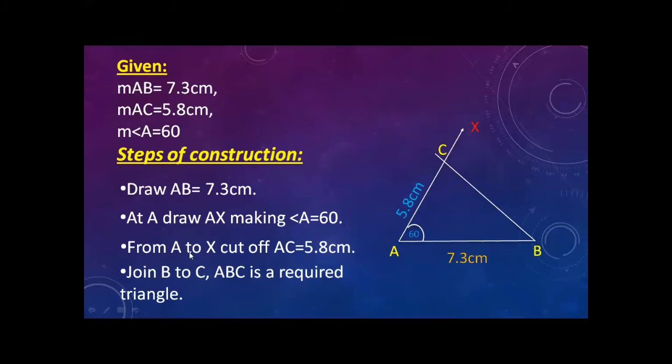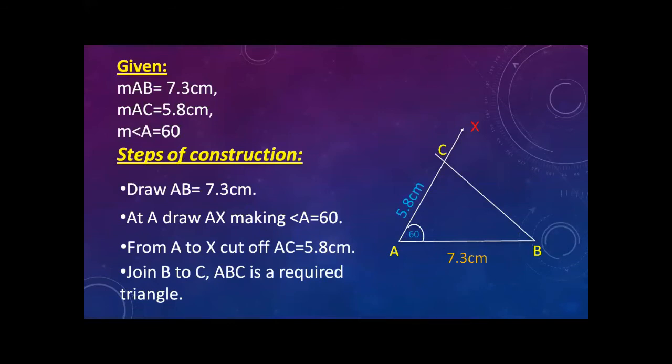Okay. Now, first we have drawn a baseline of 7.3 centimeter. Then put your protractor on point A. Make an angle of 60-degree at point C. Now, again put your compass or your ruler on point A. Draw a length of 5.8 centimeter. After this, join all the lines A to C and then B to C. So your required triangle has been constructed.